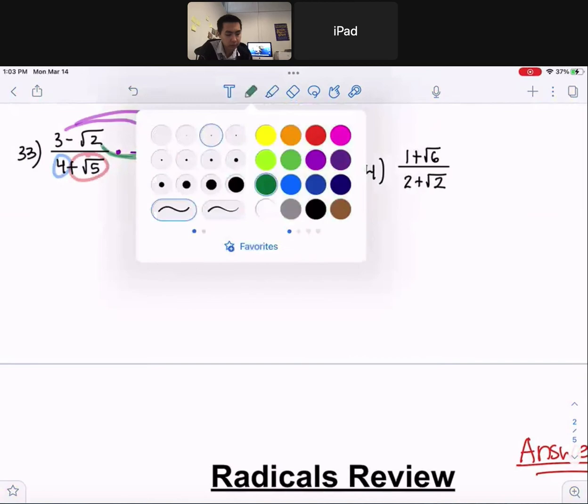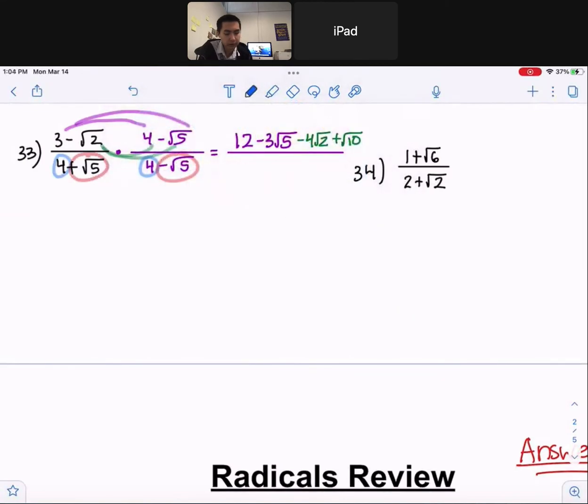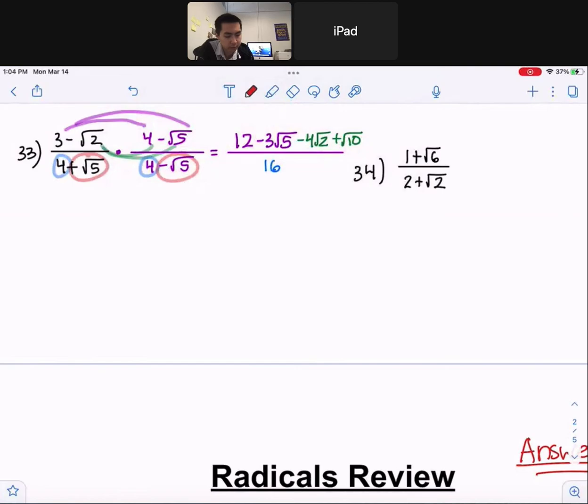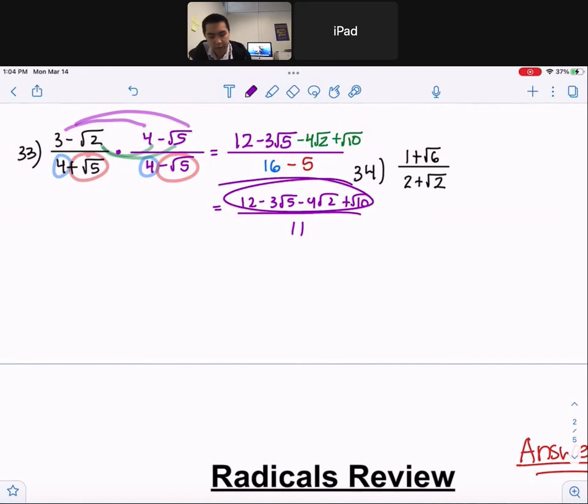All over the blues, you guys, 4 times 4 is 16. And rad 5 times a negative rad 5, well, that's negative times a positive is a negative. Rad 5 times itself is just 5. And then you guys simplify that stuff. So 12 minus 3 rad 5 minus 4 rad 2 plus rad 10, all divided by 11. And we can't combine any of these because none of them have the same radicand or the number inside the square root. And 11 can't be divisible into any of these at all. So that's going to be your guys' final answer for 33.